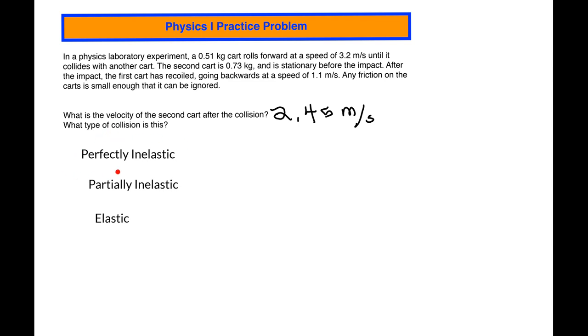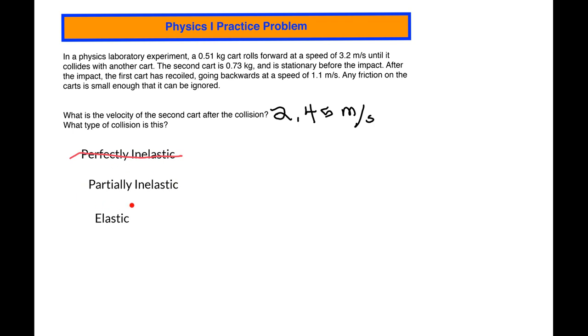A perfectly inelastic collision means that when the 2 objects collide, they stick together after the collision. That is not what happens in our problem. One cart goes forwards, the other goes backwards. So we know that it is not a perfectly inelastic collision. Now let's consider the other 2.